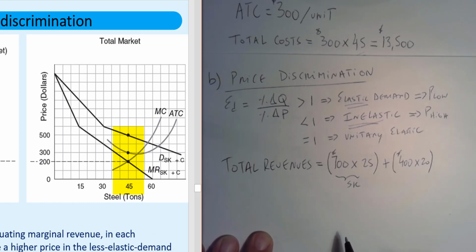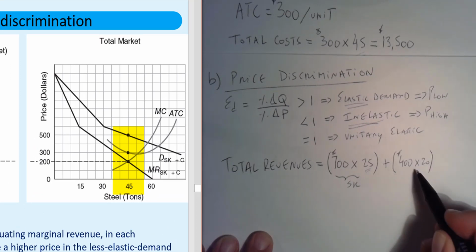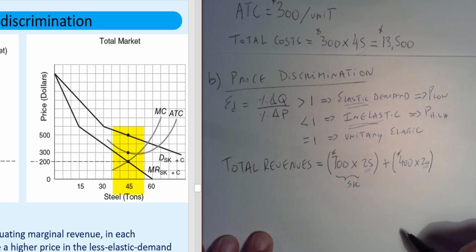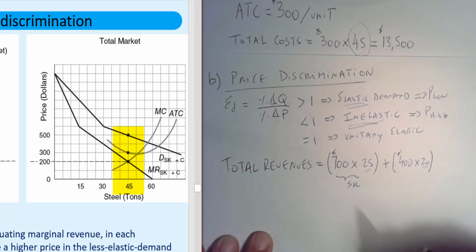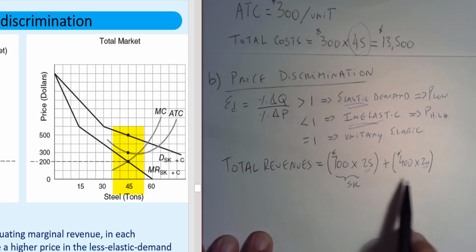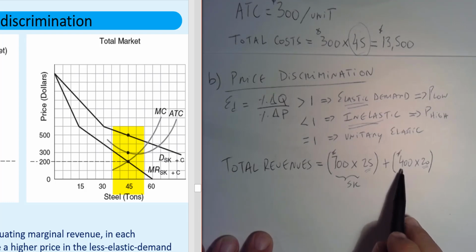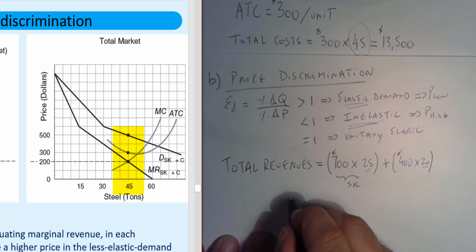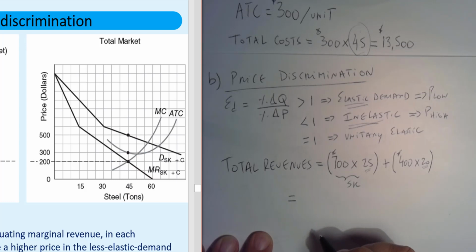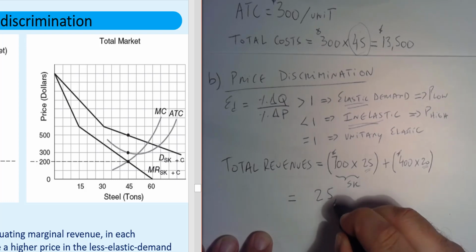Note that this price discrimination is constrained by the quantity that we have to sell. So we still have the same 45 units to sell. We're just now splitting those units across both markets in a different way because we decided to change the prices. Decided to discriminate the prices. So in this case, we're going to get revenues for South Korea and Canada aggregating up to $25,500.